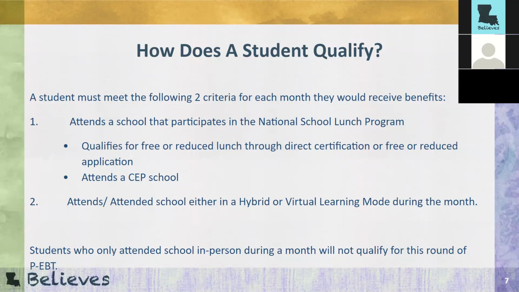So we will be looking at data down to the student level to determine eligibility. So you may have 75% of your student population that may not qualify because they've been in person, but that other 25% that is learning virtually would then be eligible for P-EBT.